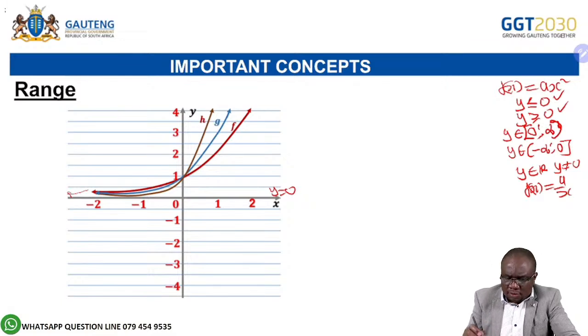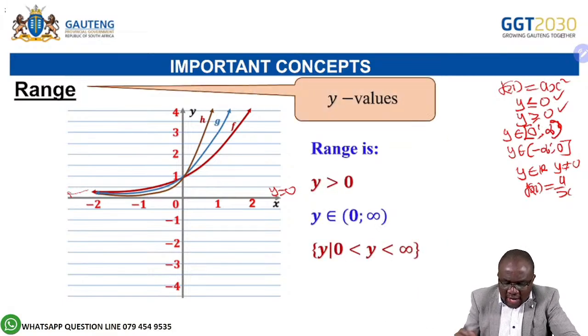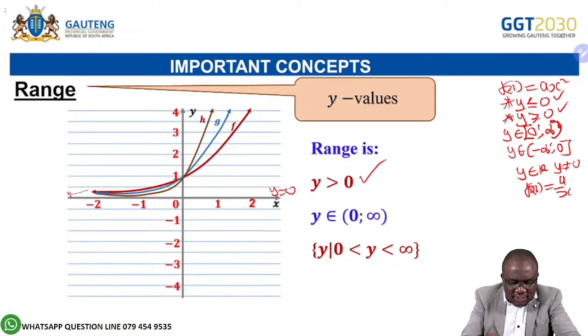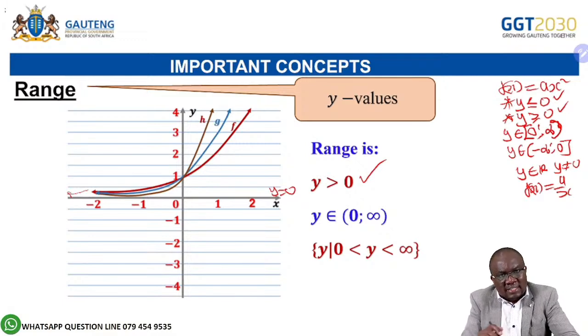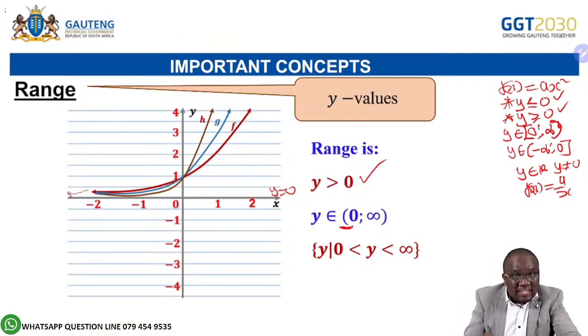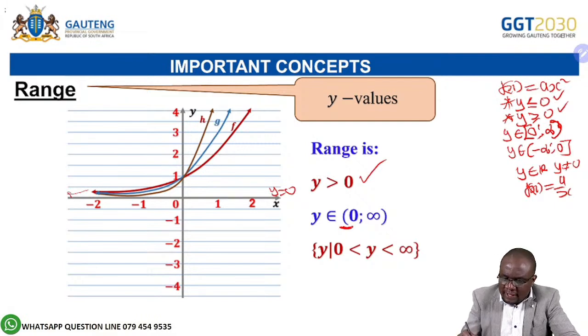You see that? So the range for this function is going to be y greater than 0, not greater than or equal to. We said greater than or equal to or less than or equal to before. No. This one is simply greater than or less than. 0 is not included. Or you can write it like this. You see this bracket, the round bracket shows us 0 is not included. The square bracket shows us that 0 is included. Or you can write it in set builder notation like that. Okay?